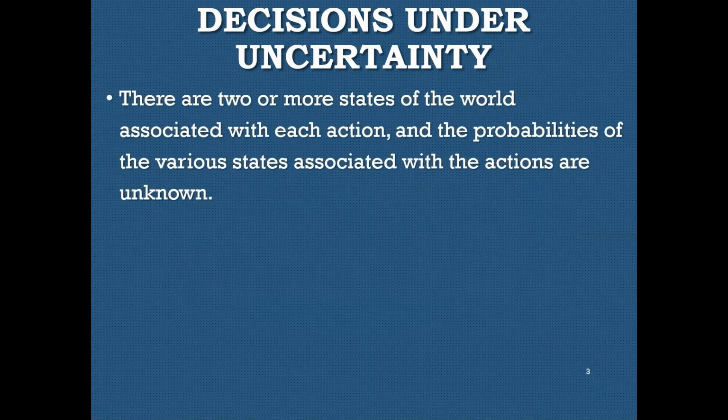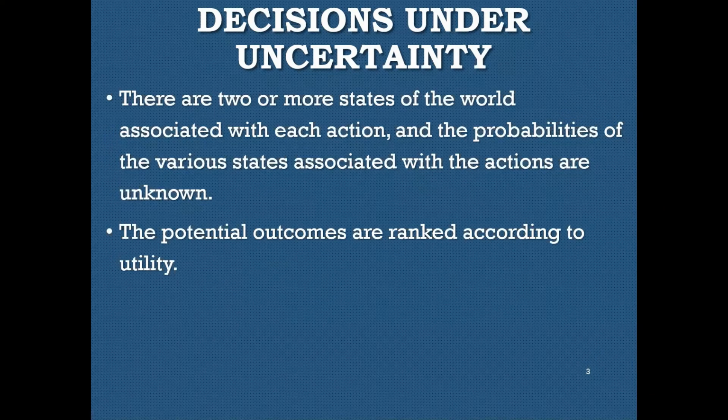A bit more interesting are those decisions under uncertainty. Here, there are two or more states of the world associated with each action. So you don't know exactly what's going to be the outcome with the action that you take, but the probabilities of the various states associated with the actions are not known. You don't know how likely any given outcome is when you take a particular action. Now, if only crude probabilities could be calculated, then it's best to go ahead and use some crude probabilities and then use the decision under risk method for deciding what to do.